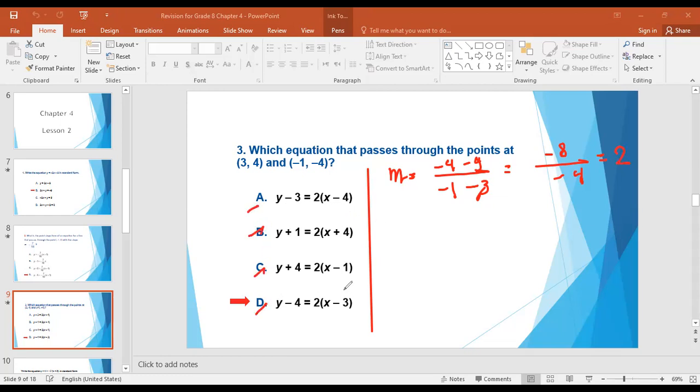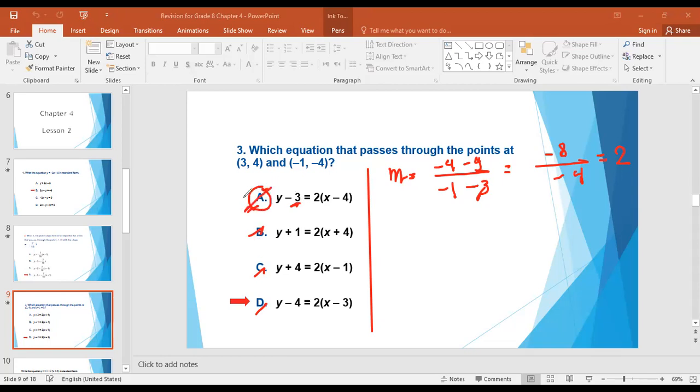So there's no elimination now. First, let's look at the points. As we know, in the answers, the form is point-slope form. So now we need to look at the points and see if each equation has the same points as the question. If we look at letter A, the first point is 3 and the other one is 4, so it's going to be (4, 3), I think. If you look at the question, you cannot see this point, so we can eliminate this answer.